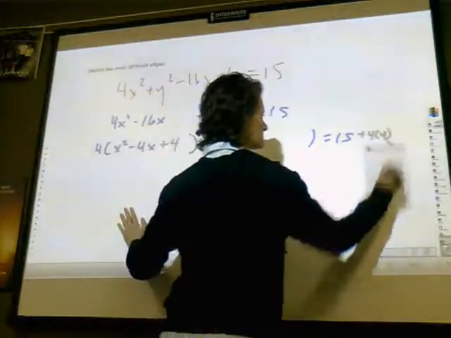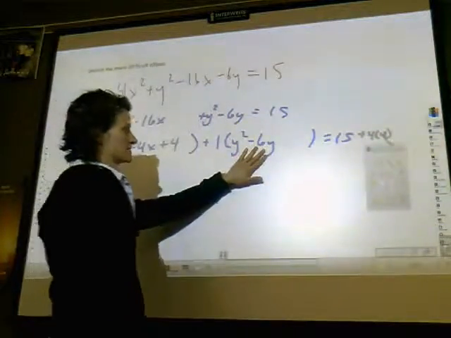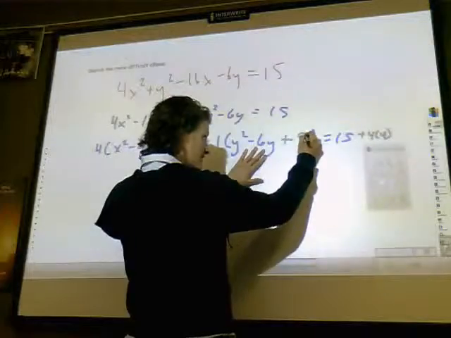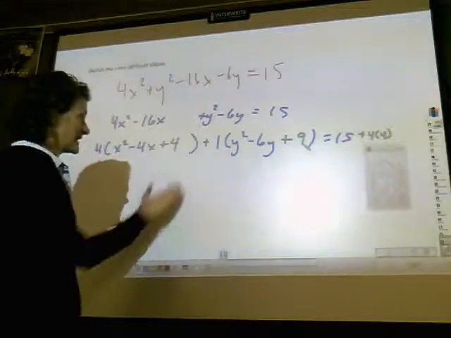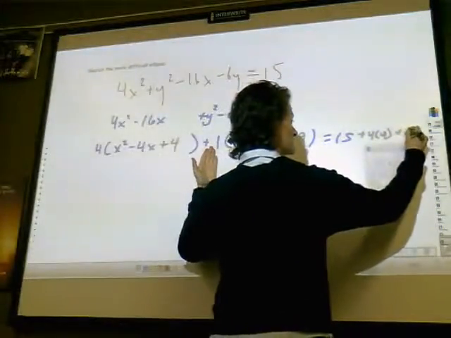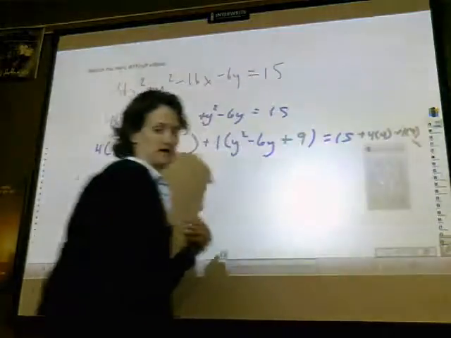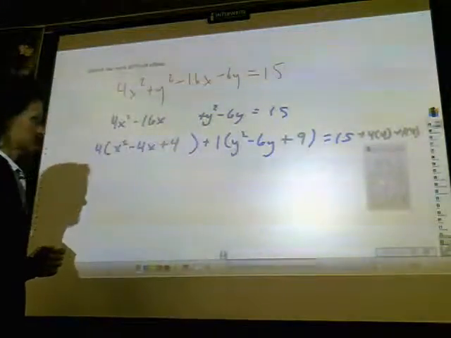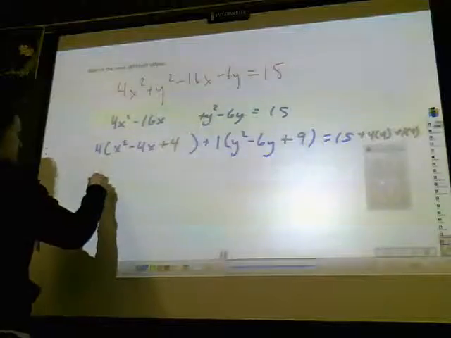And then here, half the middle term is 3, squared is 9. So to complete that square, we're going to need a 9. So we're going to add 1 times 9 to your right side. Hopefully that's clear.